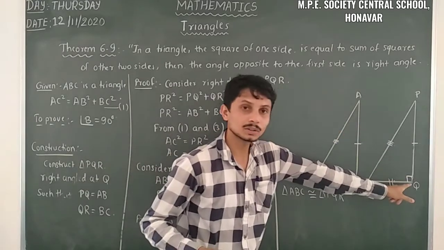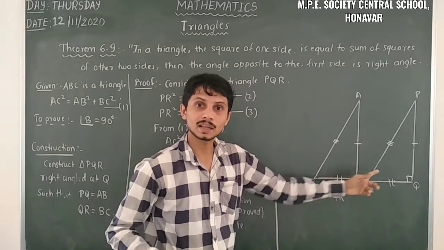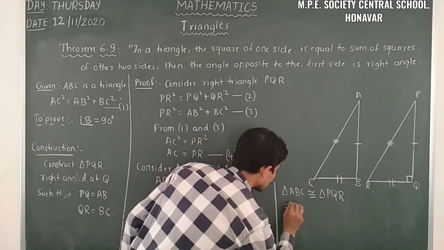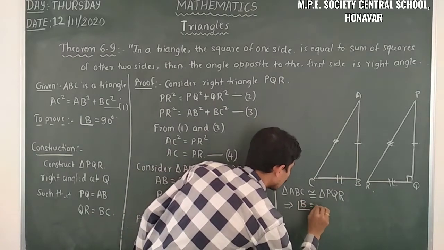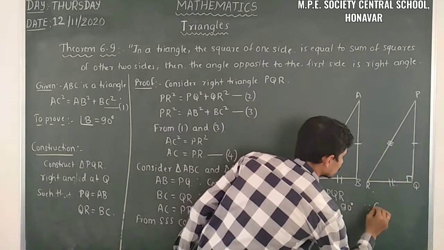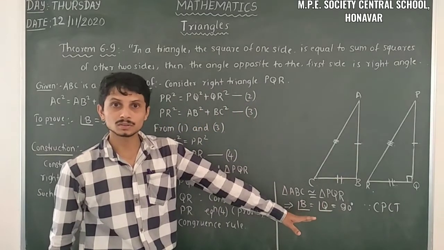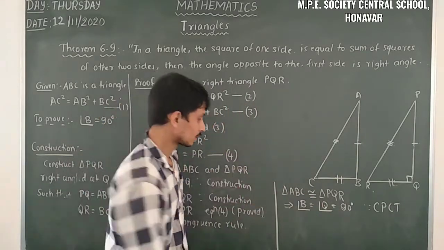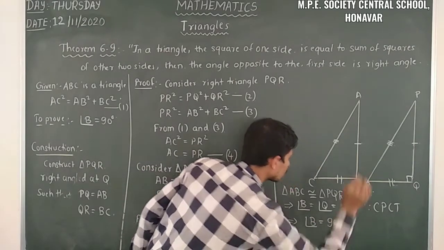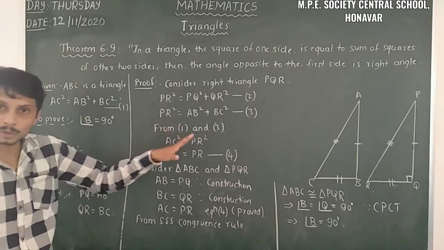Here those two are corresponding triangles, so all the corresponding angles are equal. We know that angle Q is equal to 90 degrees, so the corresponding angle B is also 90 degrees. This implies angle B is equal to angle Q is equal to 90 degrees, because of corresponding parts of congruent triangles, CPCT. So here we proved that angle B is equal to 90 degrees. How did we prove that?